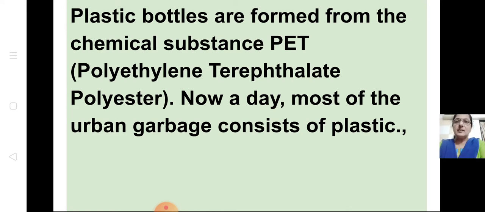So these plastic bottles are formed from a chemical substance called PET. What is that? Polyethylene terephthalate polyester. Nowadays most of the urban garbage consists of plastic. We all know we use a lot of plastic, like use and throw things, so it contains PET, polyethylene terephthalate polyester. PET full form you have to learn.